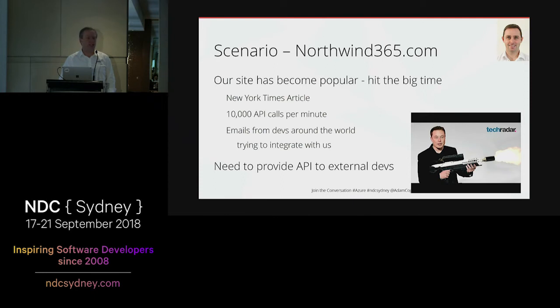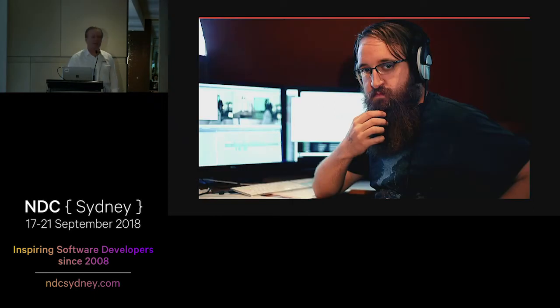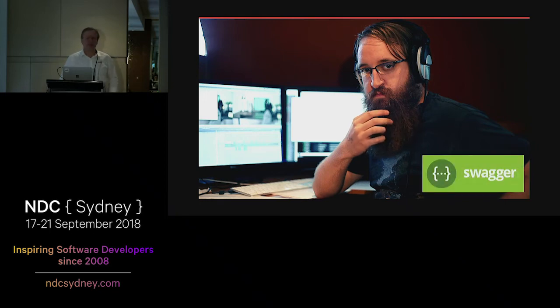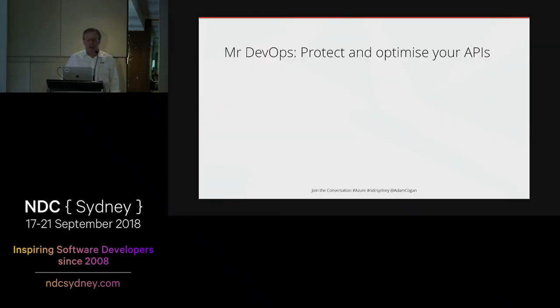So anyway, Jason needs to provide an external API, and then this guy turns up again and says, have you seen the news? And Jason goes, don't worry, I got it all covered. He goes, really, how? You know, Swagger, have you heard of Swagger? He goes, oh God. You shock me. Okay, Mr. DevOps is unhappy again.